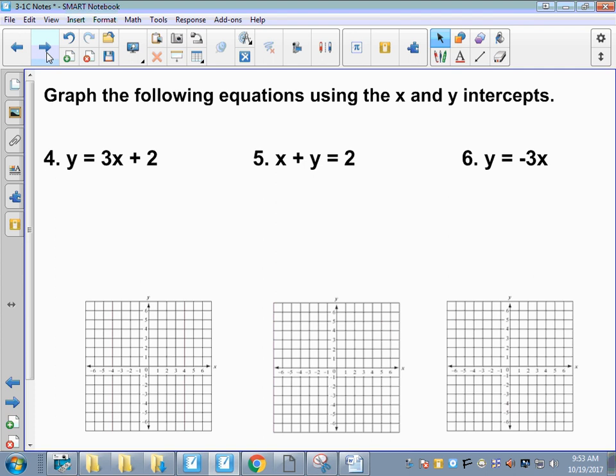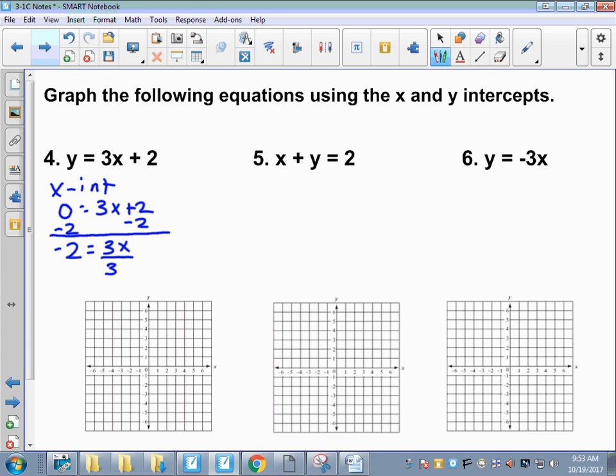Okay, so when we find my x-intercept here, it is when y is equal to 0. So I'm going to say 0 is equal to 3x plus 2. Solve for x. I'm going to subtract 2 from both sides. I get -2 is equal to 3x. Divide by 3. My x-intercept is equal to -2/3. So I have an ordered pair -2/3, 0. So on the x-axis, I'm going to plot -2/3, which is like -0.6 something, right about there, right close to -1.